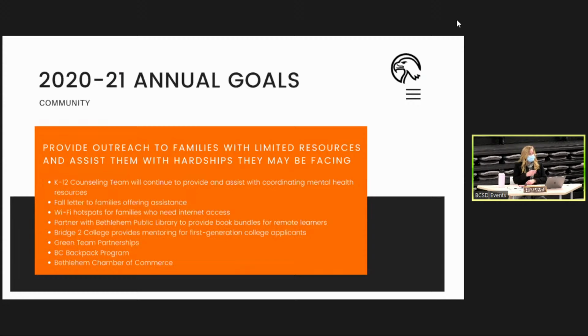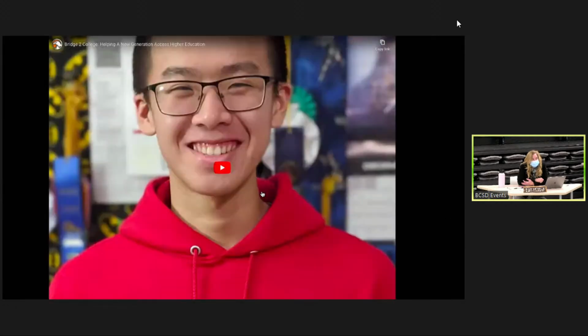Our goals related to the community is really just to continue to provide outreach to families who we're finding need more and more support. So we have identified things that we will continue with, and some new ways of reaching out to families who need support. And the next slide, I do want to just highlight, we started the Bridge to College program, and we have a short little video clip of a student who can share a success story on the Bridge to College program that I thought would be worth hearing from him.